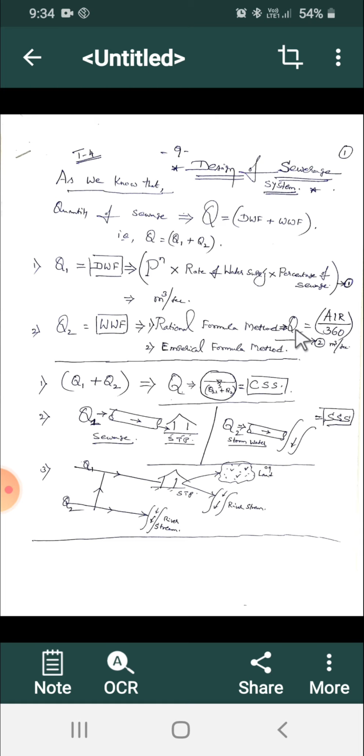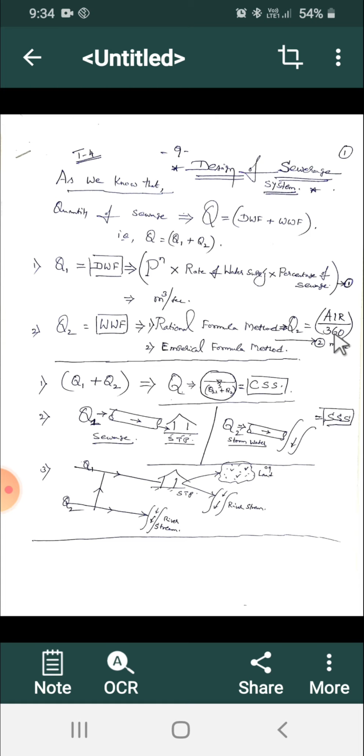What is that equation? Q2 is equal to AIR divided by 360, in meter cube per second. Meter cube per second means that is a discharge. A is in hectares, I is a constant, R is in mm per hour. If you substitute all these values in this equation, finally we get 1 by 360 as a constant K.